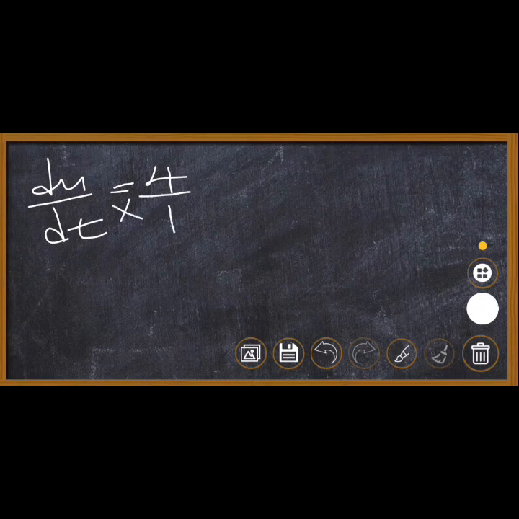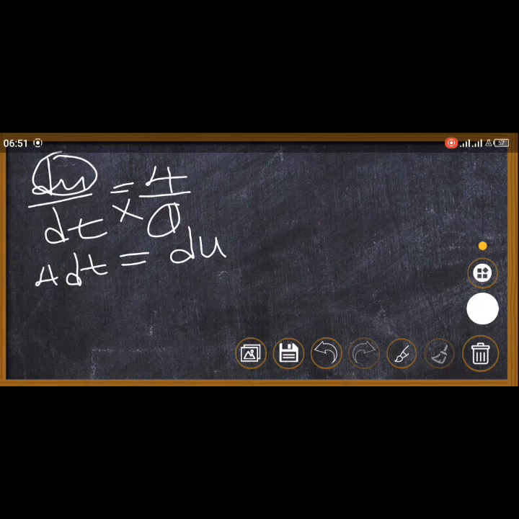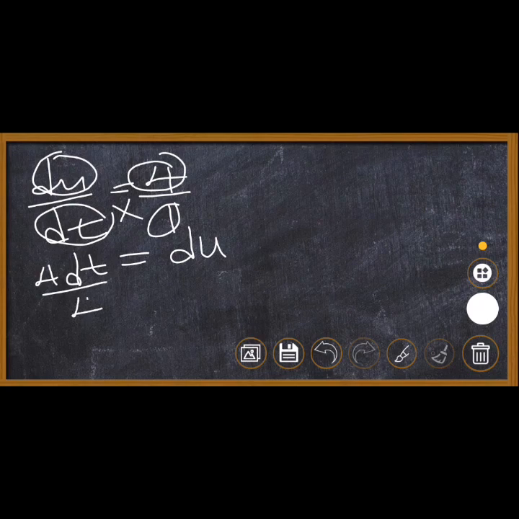So we can do the cross multiplication here. We are going to have 4 dt equal to du. When we multiply 1 with du, we are going to have du. When we multiply dt with 4, we are going to have 4 dt. So in this case, let's divide 4 to both sides.